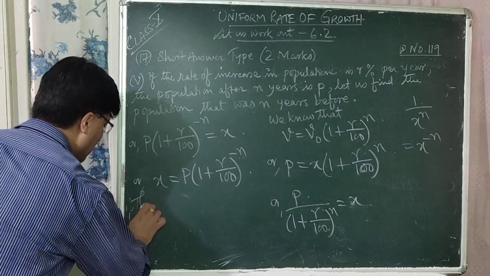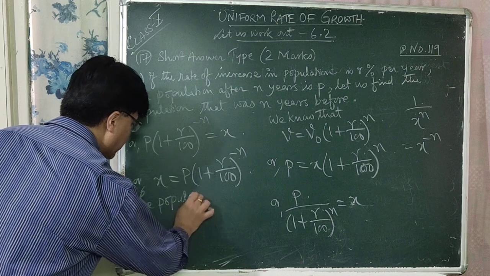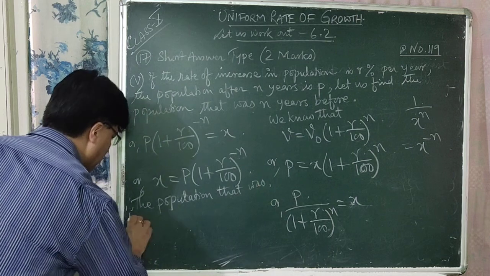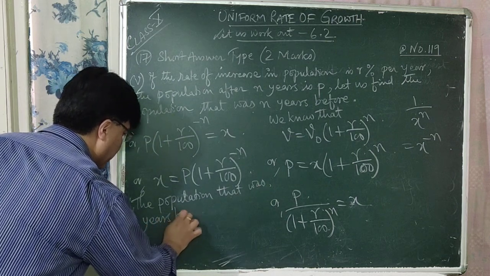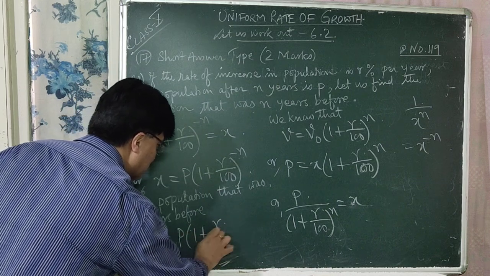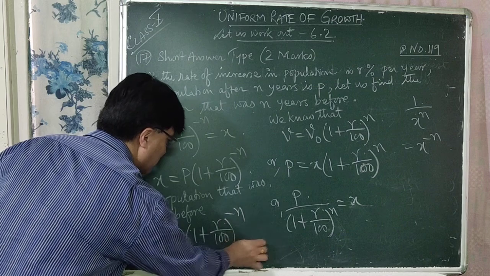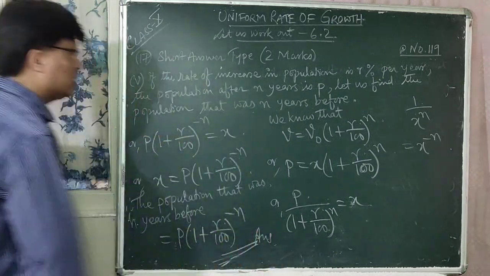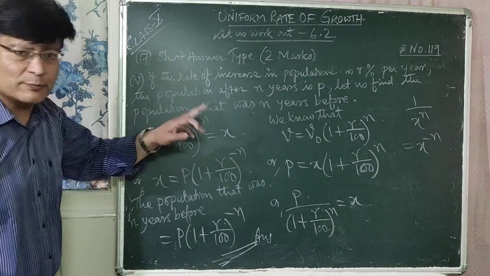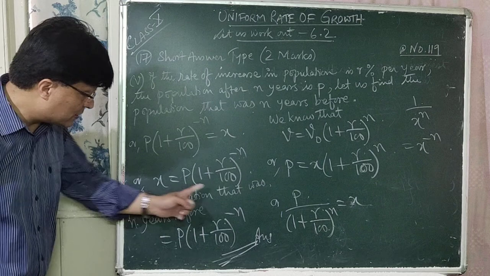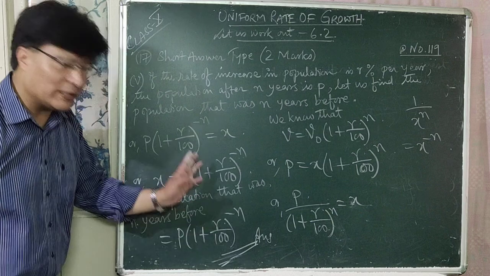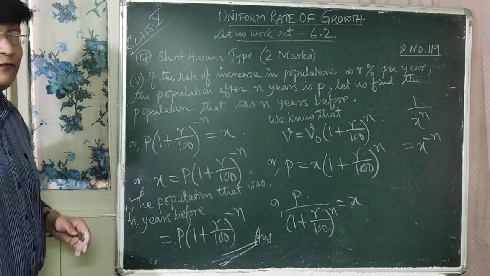Therefore, the population that was n years before is equal to, what is the answer? P into 1 plus R upon 100 whole to the power minus n. So this is the answer. In this case, you have to find out the population that was n years before. The population that was n years before is equal to P into 1 plus R upon 100 whole to the power minus n. So this is the final answer.